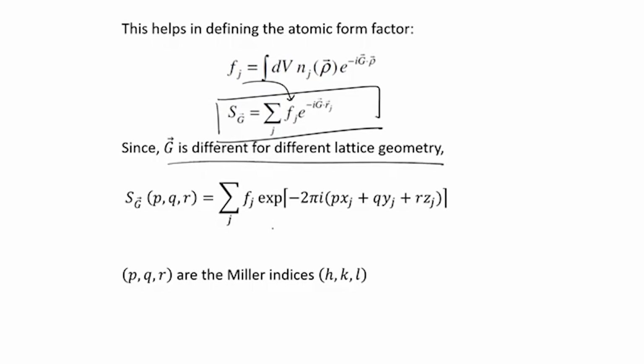So S_G becomes equal to the sum over j of f_j into exponential of minus 2 pi i (p x_j plus q y_j plus r z_j). So if you have, say, 2 atoms per unit cell, you will have to sum over 2 terms, where x_j, y_j and z_j are the coordinates of those 2 atoms with respect to some origin. Usually we choose the origin somewhere at the corner of the lattice or at the middle of the lattice and so on. p, q, r of course are integers, and they are nothing but the Miller indices in fact. So x_j, y_j and z_j are the coordinates of each of those points.